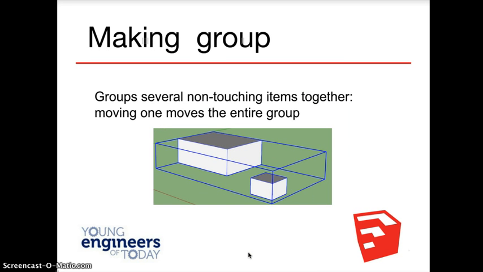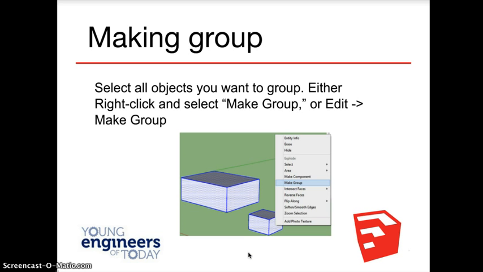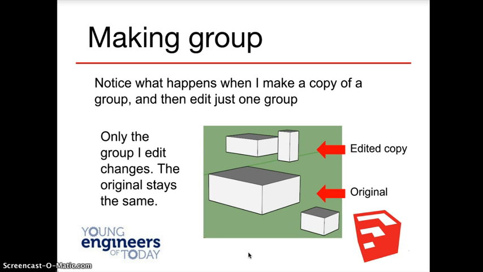All right, making a group. Group several non-touching items together. Move one, and it moves the entire group. To make a group, select all objects you want to group. Either right-click and select group, or use edit, make group. Now, I want you to notice what happens when I make a copy of a group and then edit just one group. Only the group I edit changes. The original stays the same.